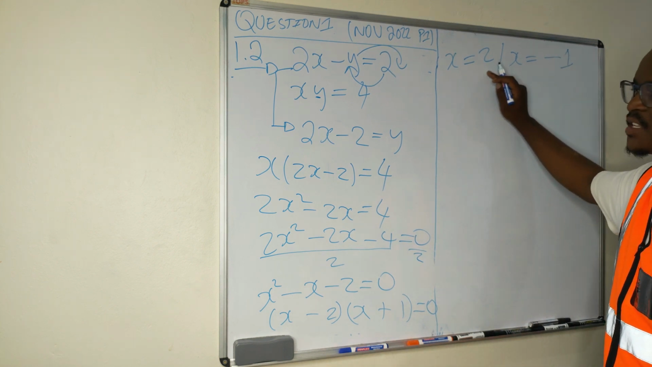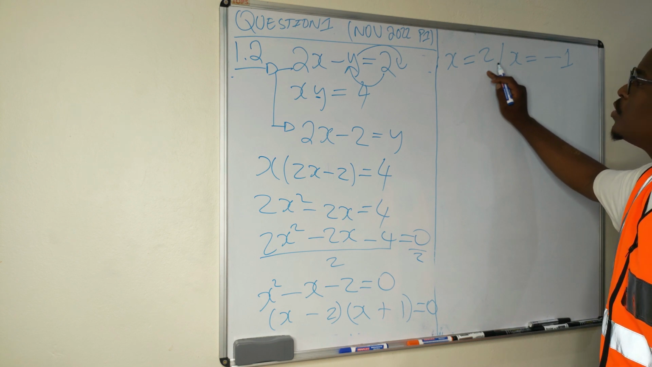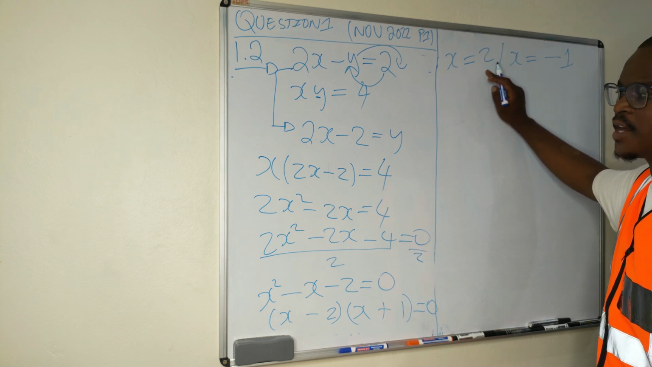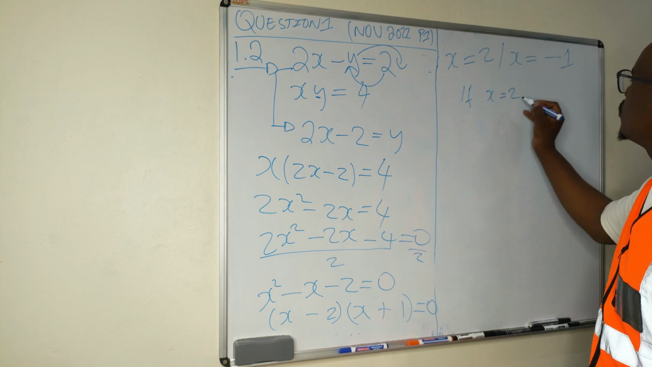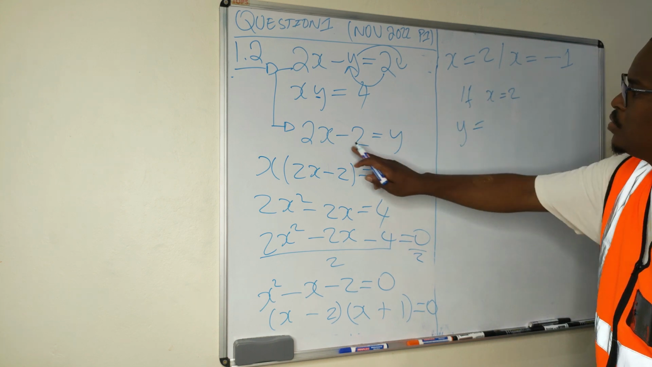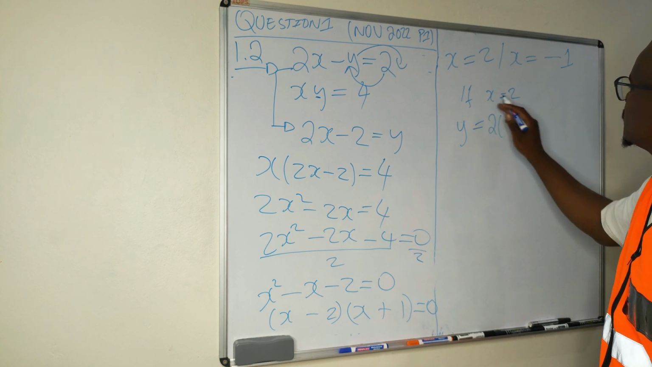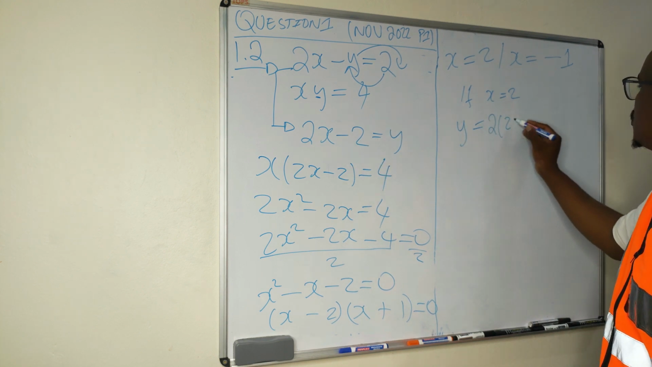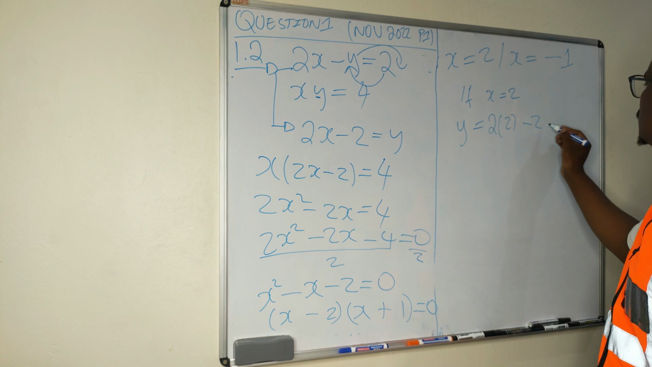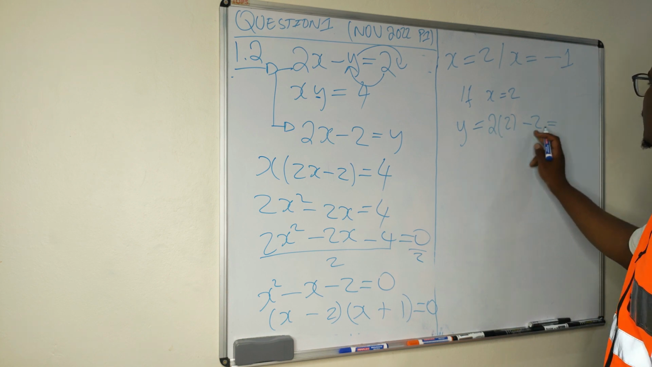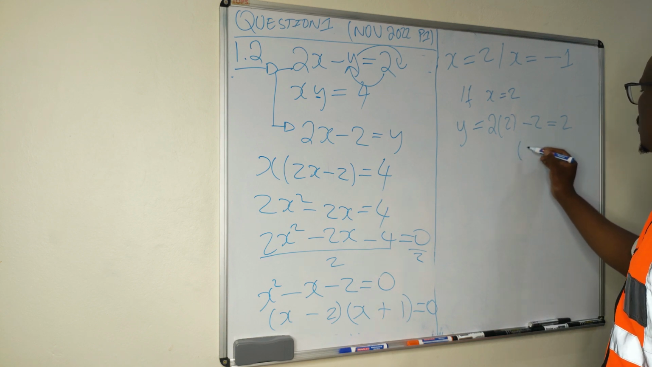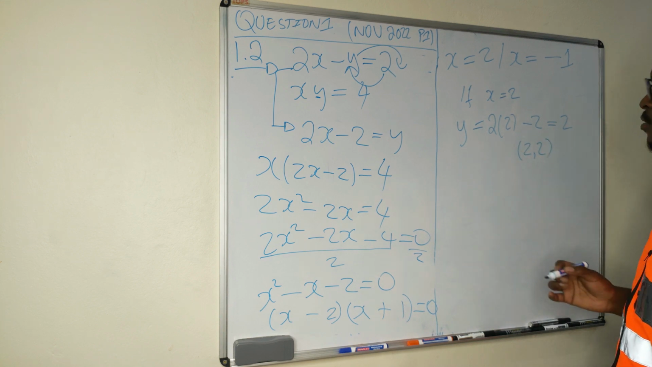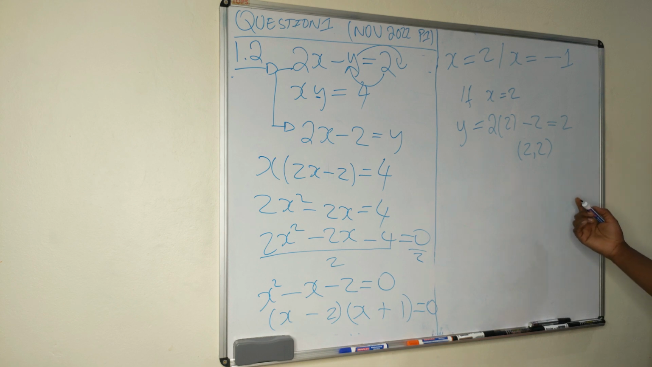So now that I've got the x values, I want to find the corresponding y values, right? So if my x is equal to 2, my y is equal to 2 times x, which is 2, minus 2, which is equal to, this is 4 minus 2, which is equal to 2. So my coordinates will be 2 and 2, my x and this corresponding y value.